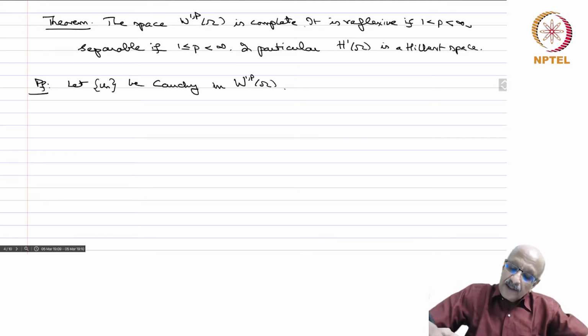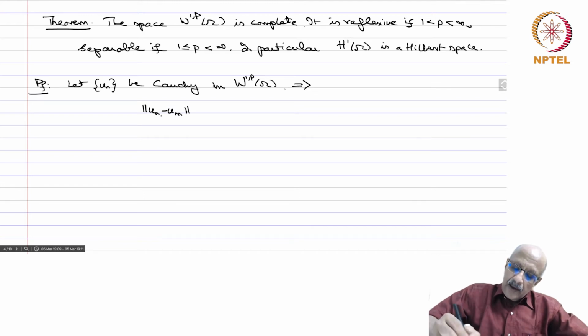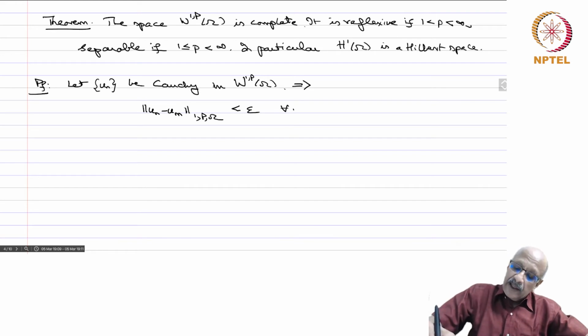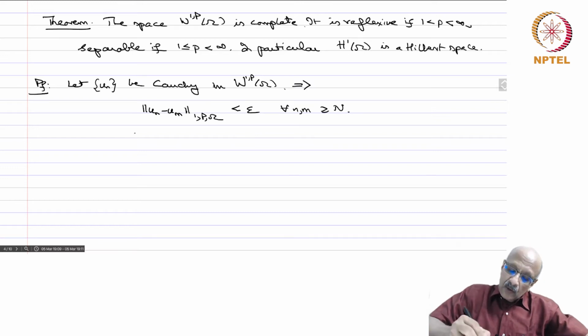Okay, so then, what does this imply? From the norm, that means the norm of un minus um in W1p of omega is less than epsilon for all n, m greater than or equal to capital N. Okay. So what is this?